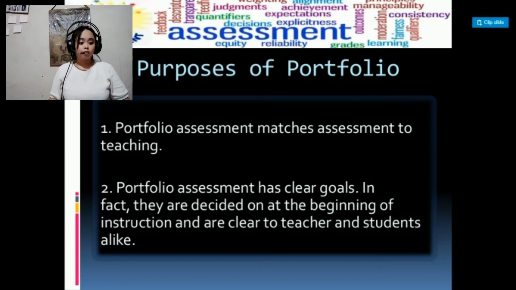So, the purpose of portfolios. First, portfolio assessment matches assessment to teaching. This means that portfolio assessment can relate and connect to any method or tools that educators use to evaluate their students' performance. Second, portfolio assessment has clear goals. Before the teacher lets their students create their own portfolio, he or she must already have a set of clear goals or instructions to give to the students so that they have the same objectives and they could assist their students in creating the portfolio.